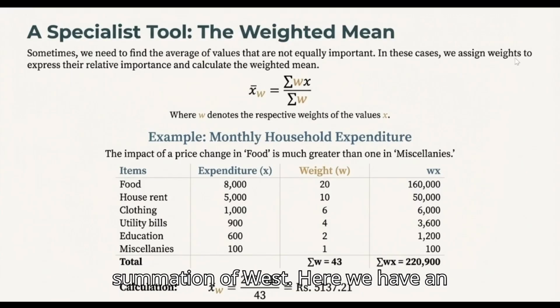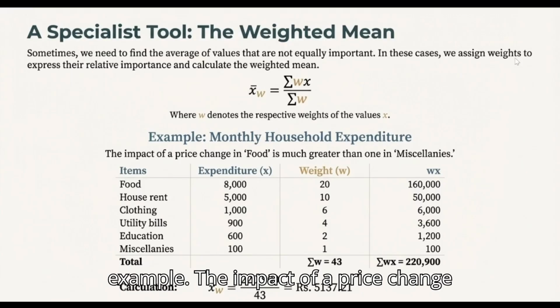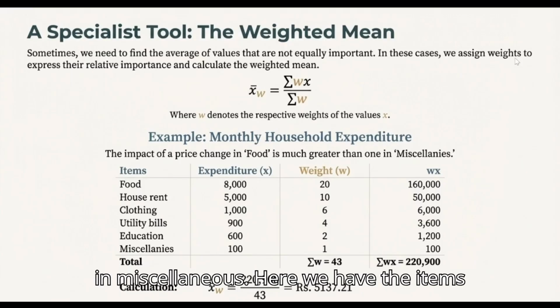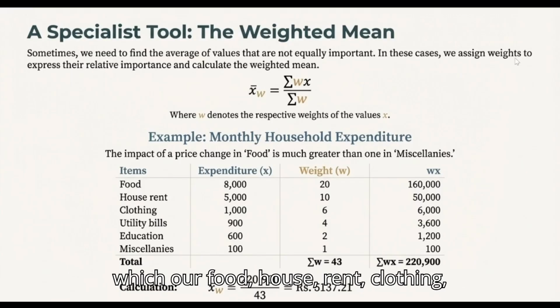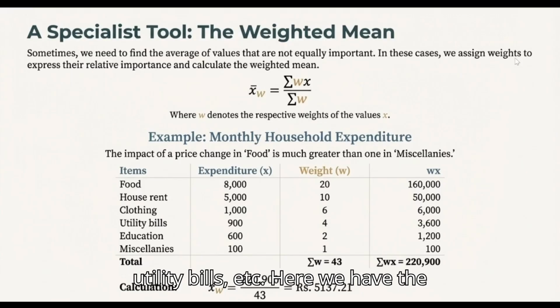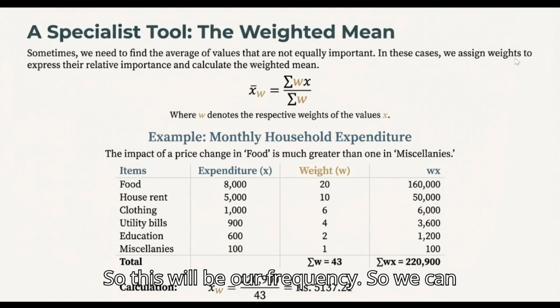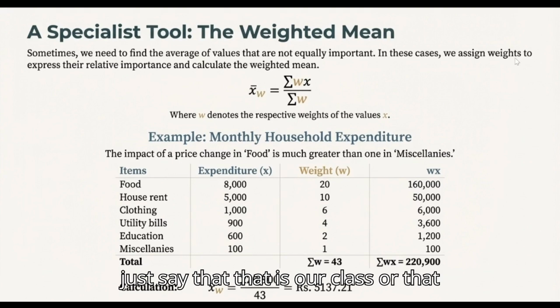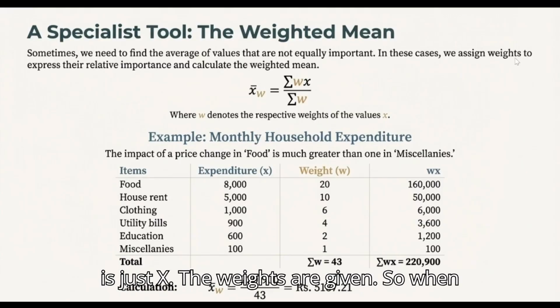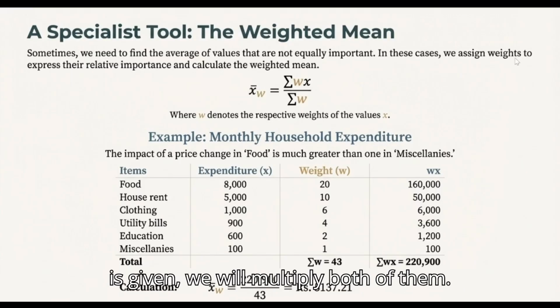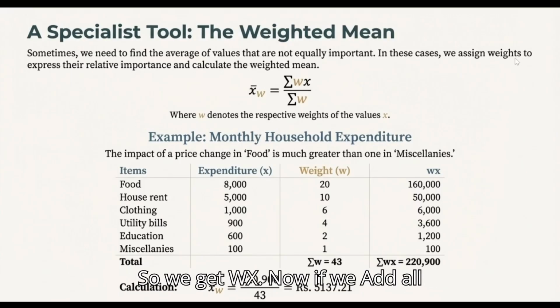Here we have an example. The impact of a price change in food is much greater than one in miscellaneous. Here we have the items, which are food, house rent, clothing, utility bills, etc. Here we have the expenditure, which is given in value. So we can just say that is our x. The weights are given, so when the weights and the expenditure x are given, we multiply both of them. So we get wx.